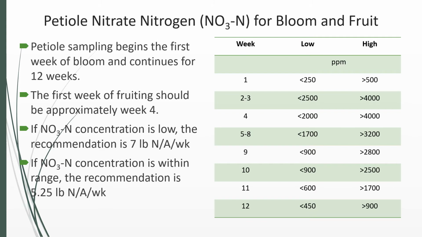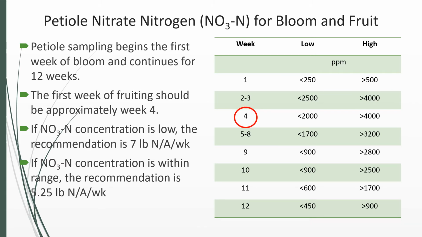What are the petiole nitrate nitrogen ranges for bloom and fruit? Presented here are the low-end and high-end petiole ranges for bloom and fruit stages of growth. Each week corresponds to a specific concentration range. Petiole sampling begins the first week of bloom, which is characterized by the presence of 5 to 10 open blossoms on at least 50% of the plant, or said another way, it means strawberries will be ready to pick in 4.5 to 5 weeks.